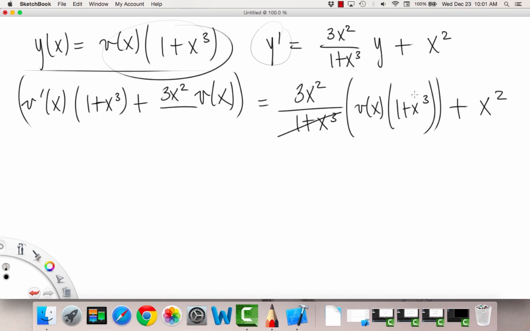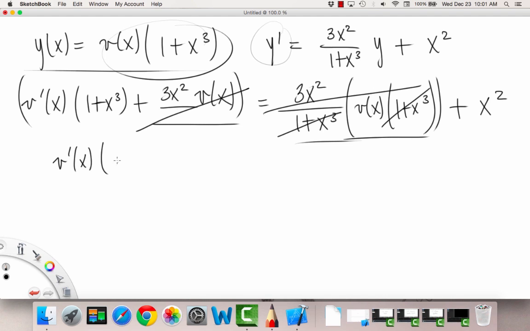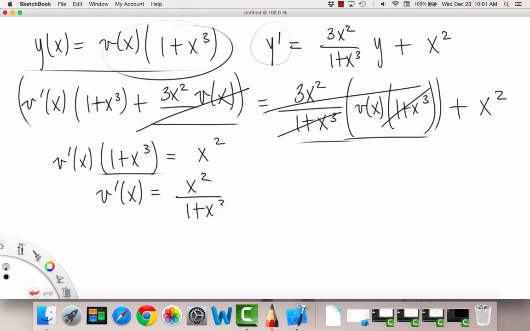Okay, so when we cancel those out, we just get 3x squared times v of x, which we see the same thing on the left side, so we can just cancel those out because we just subtract those on both sides. So we're left with v prime of x times 1 plus x cubed is equal to x squared. Now we'll just solve for our v prime of x by dividing by that quantity on both sides. So it's equal to x squared over 1 plus x cubed.